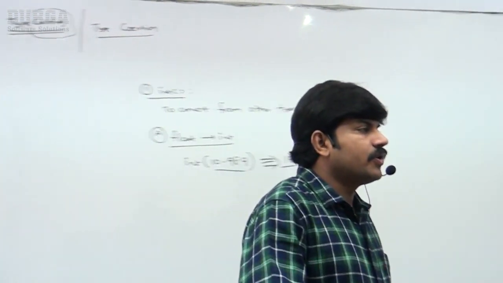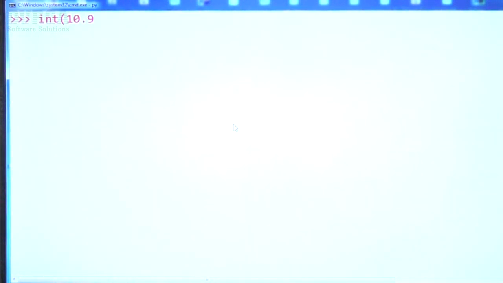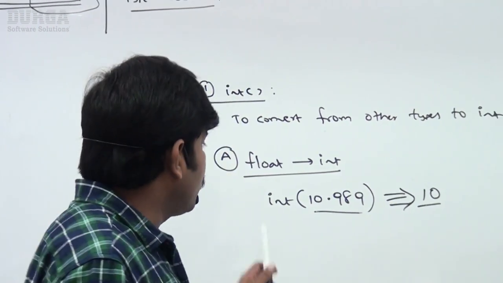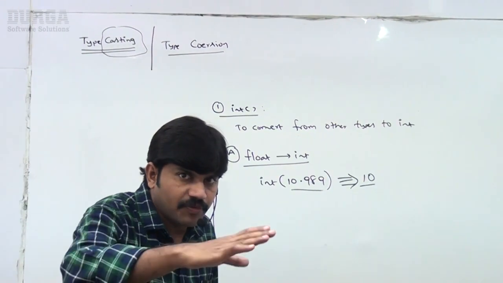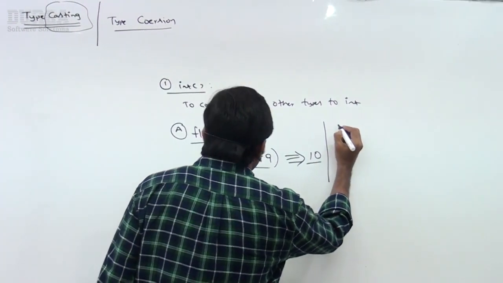Remember that, sir. It may be positive or negative, the rule is always the same. Have a look once. Observe carefully, sir. int of 10.990 or 9908, something like that I'm taking. I'm just passing a float value to the int function. Now what is the equivalent int value? We are going to get just 10, sir. That's all. So float to int type conversion is possible. What is the rule? The digits after the decimal point by default will be gone.